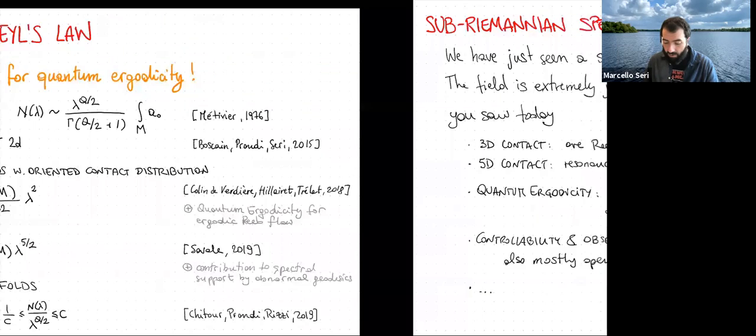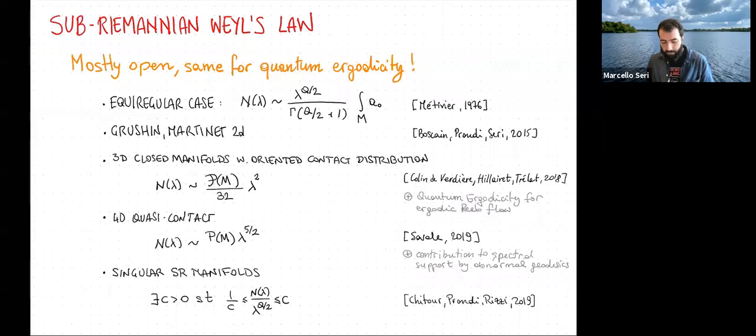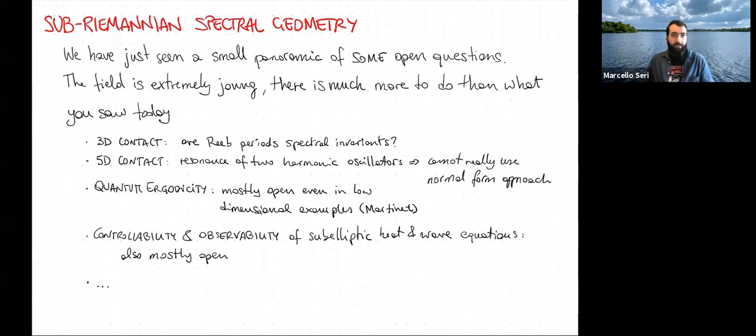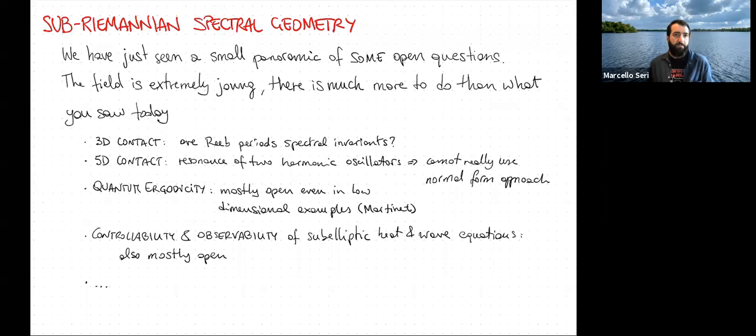There should be new works by Colin de Verdière, Hillairet, and Trélat that tell more about the more general picture, but almost everything needs to be proven here. It's not known if the Reeb periods are spectral invariants, like the corresponding quantities in the Riemannian case are. So yeah, I wanted to talk about this because this is literally almost all open.